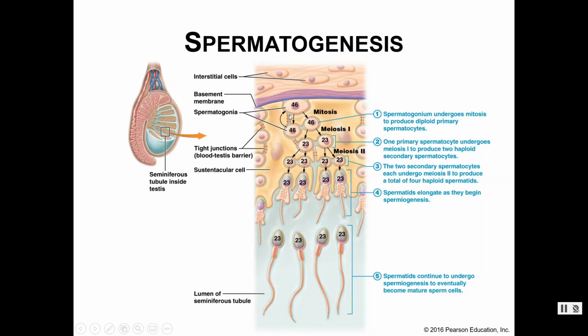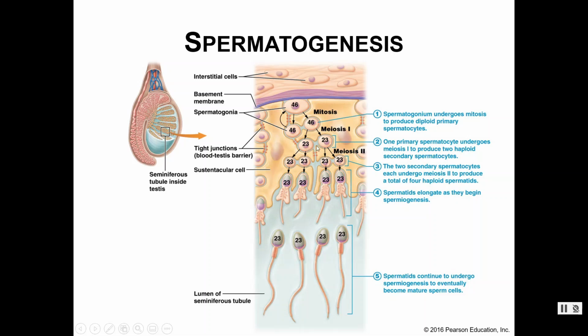cells. Now, this other daughter cell that we created by mitosis, this 46, we have got to get this down to 23. So this spermatogonium undergoes meiosis 1. Here's meiosis 1. We make 2 daughter cells, and notice that we have now created haploid cells. So these are 2 haploid secondary spermatocytes.